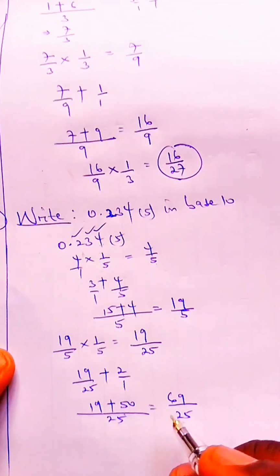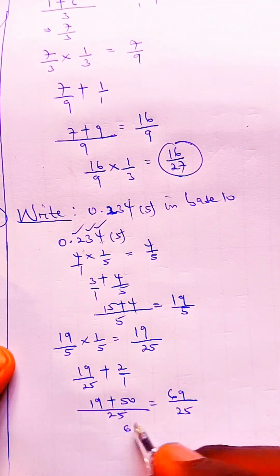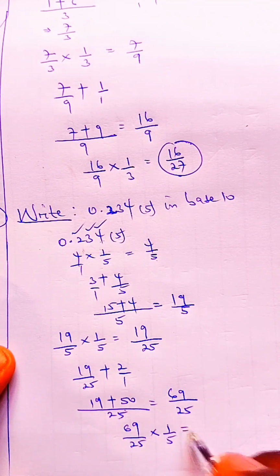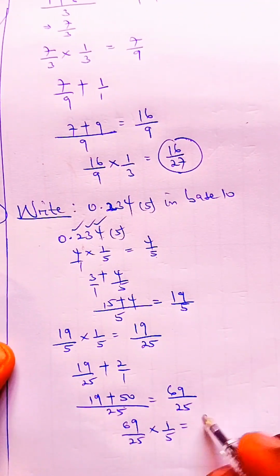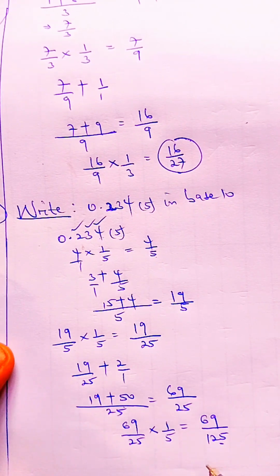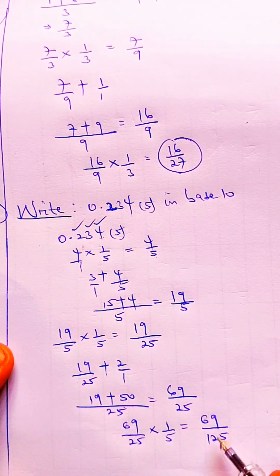So after adding, the next thing we do is to times 69 over 25 times 1 over 5. 69 times 1 is 69. 25 times 5 is 125. Now don't forget, as we said, you have to end it all with the base. The base must be the final stuff, your final bus stop. So this is how to write in base 10 using RMM.